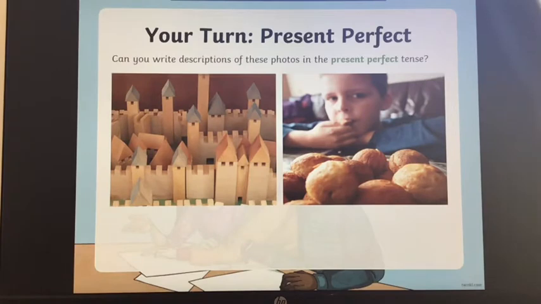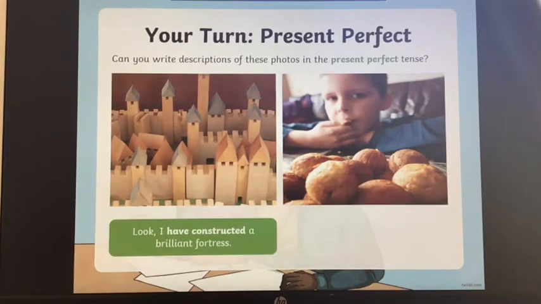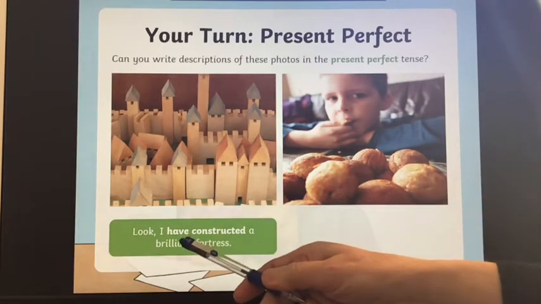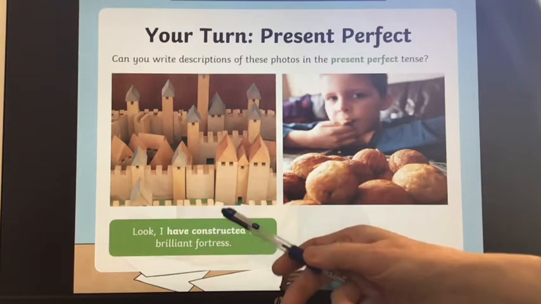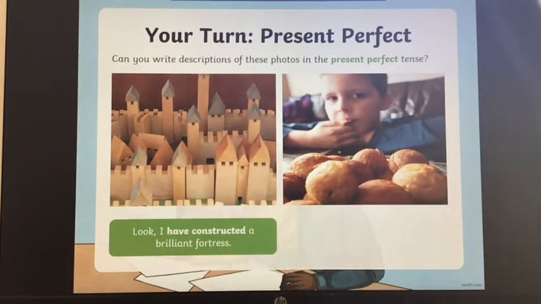Final activity. Can you write descriptions of these photos in the present perfect tense? So either I have, or he has, or she has, or we have, before you use the main verb. Here are my ideas. Look, I have constructed a brilliant fortress. We've got the auxiliary verb have with the past tense of the verb construct.